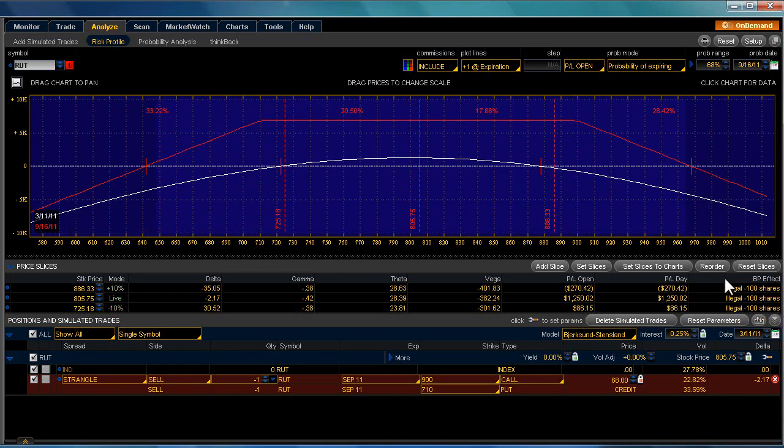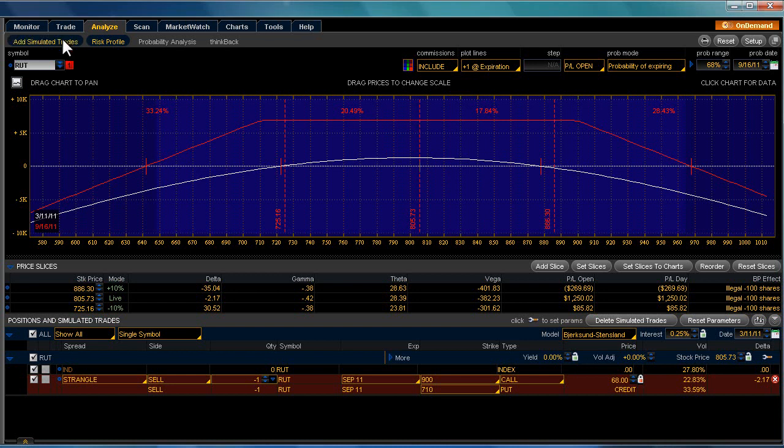And you can see here it says in my account, which I have up here, it says it's illegal because I need to cover this with 100 shares, and I am not going to buy 100 shares of this at 805 just to cover this trade. So there's another way to do it, and that's to do an iron condor.